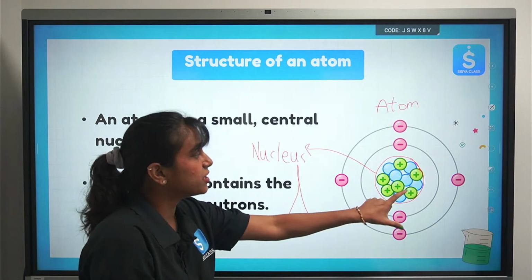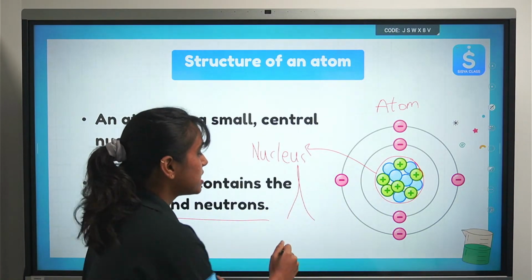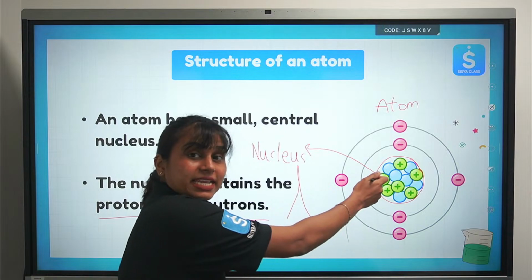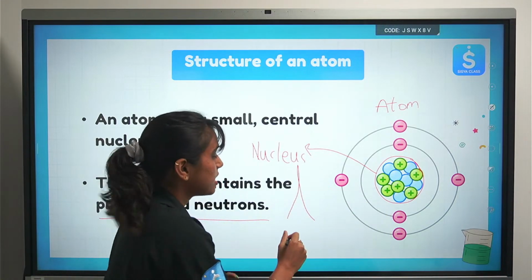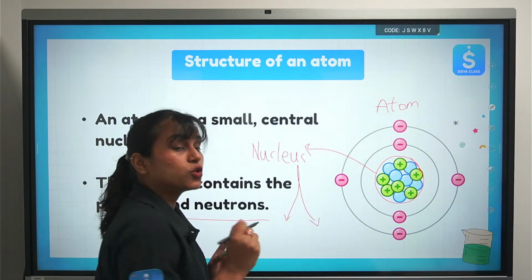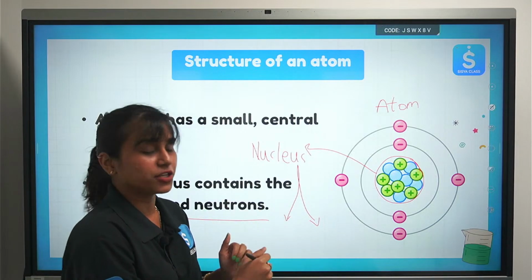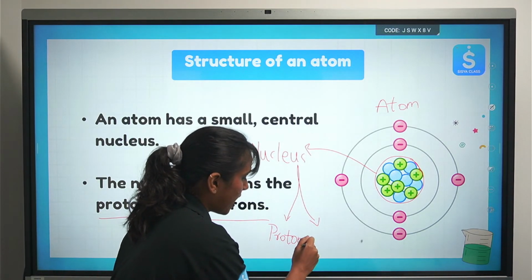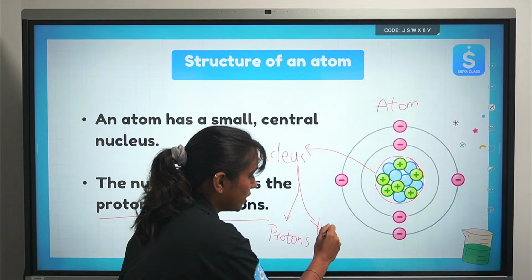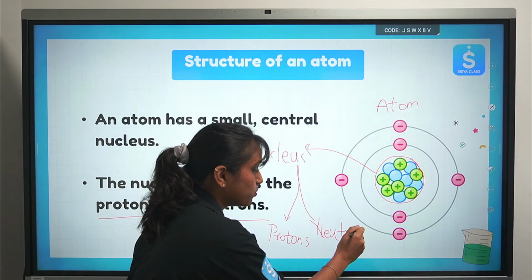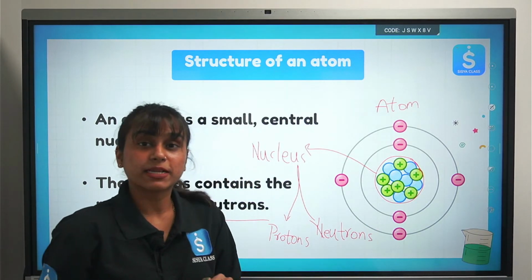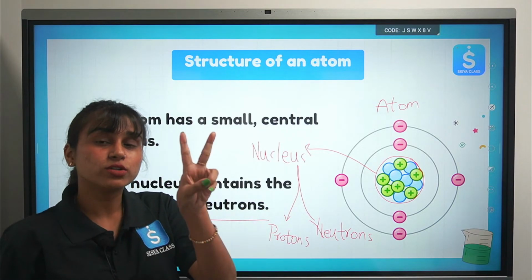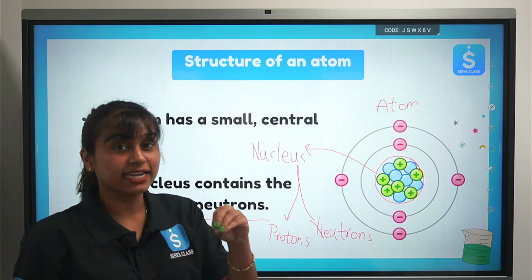Inside the nucleus, as you can see in this image, there are the green entities and the blue ones. So, there are 2 subatomic particles inside the nucleus, that is protons and neutrons. Don't worry, we are going to discuss more about these in the upcoming slides.